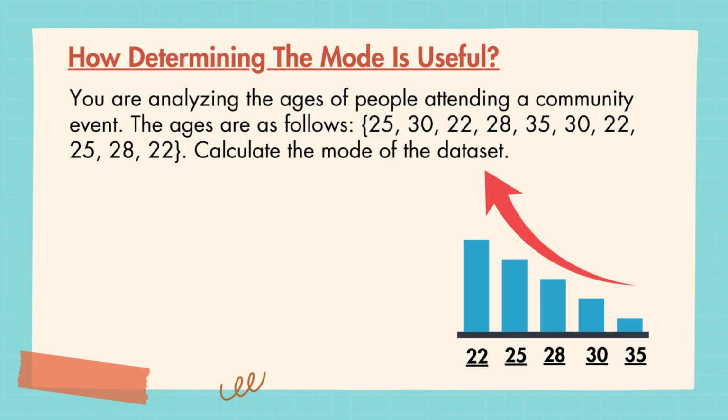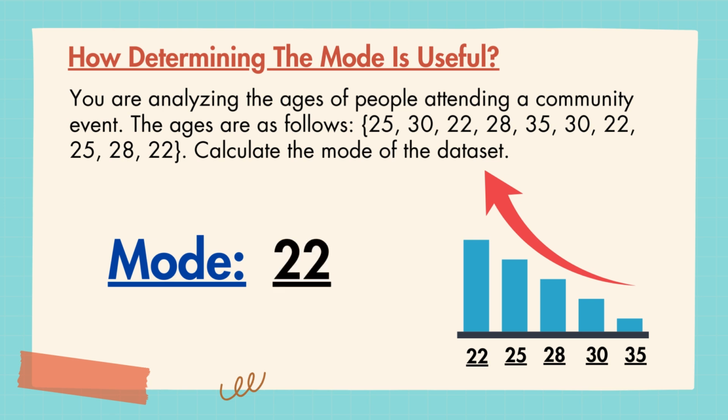To find the mode, we identify the values that appear most frequently in this dataset. The age 22 appears 3 times, making it the mode. In the context of the ages of people attending a community event, having a mode at 22 suggests that a significant number of attendees are in their early 20s. This mode provides insight into the dominant age group, helping organizers tailor the event to the preferences and interests of this specific demographic.